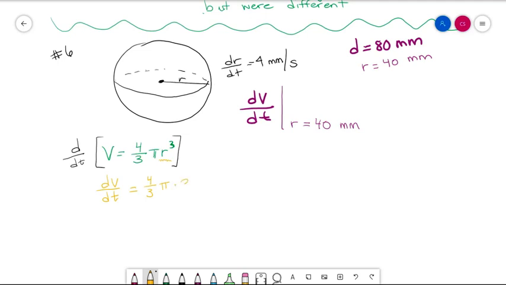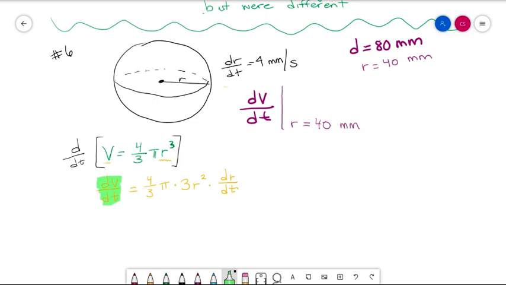So we're going to take the derivative of the outside function first times the derivative of the inside function with respect to t. Okay, so the volume and the radius are both a function of time. Because as time is increasing, the radius is increasing. If the radius increases, the volume increases.